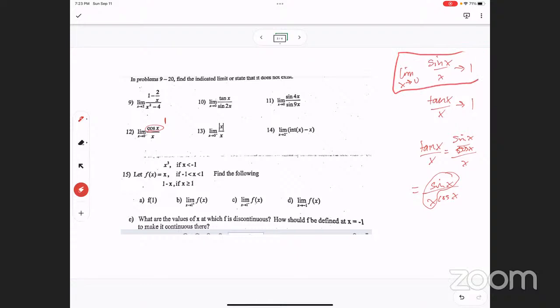Same with this one, right? But the other one, this one right here, is just 1 over 0. And what's 1 over 0? Is 1 over 0 indeterminate or is it undefined?